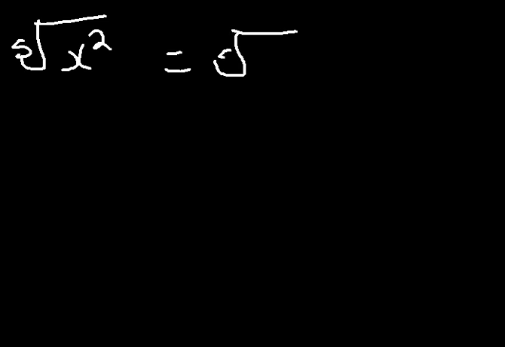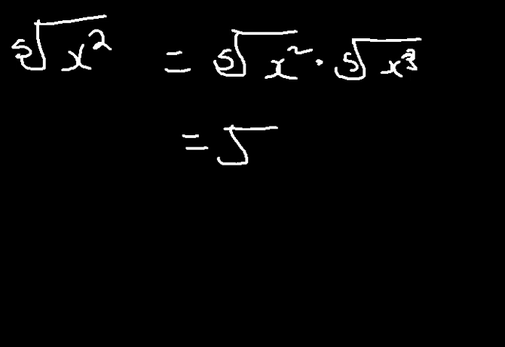And let's say we have the 15th root of x to the power 2. What expression should we multiply by to eliminate the 15th root? This is the same as the 15th root of x to the power 2 times the 15th root of x to the power 3. So we'll have the 15th root of x to the power 5, which in this case gives us x. So keep that in mind.